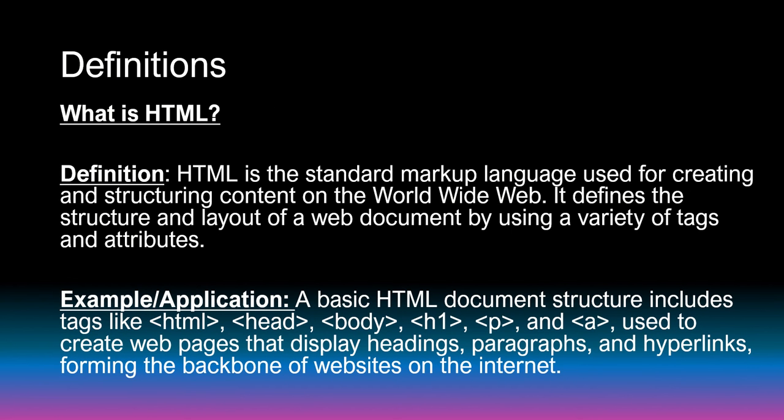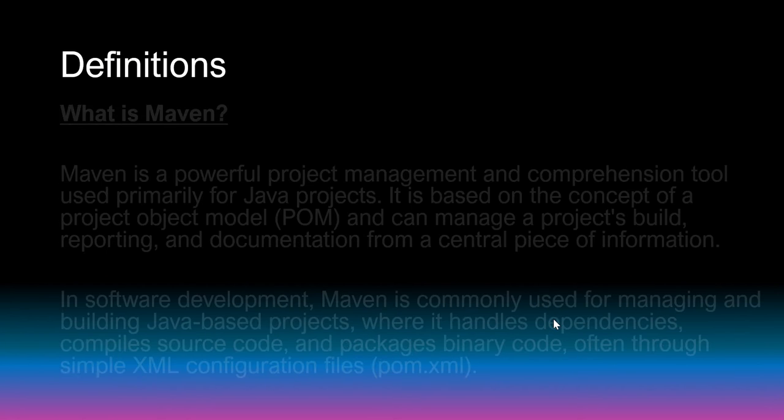What is HTML? HTML is the standard markup language used for creating and structuring content on the web. So it defines the structure and layout of a web document. It uses tags and attributes. If you've never written anything in HTML, some basic tags are things like html, head, body, h1, p, a, etc. They're used to create titles, headings, sections, font styles, etc. And it is the backbone of what you see when you look at a website on the internet.